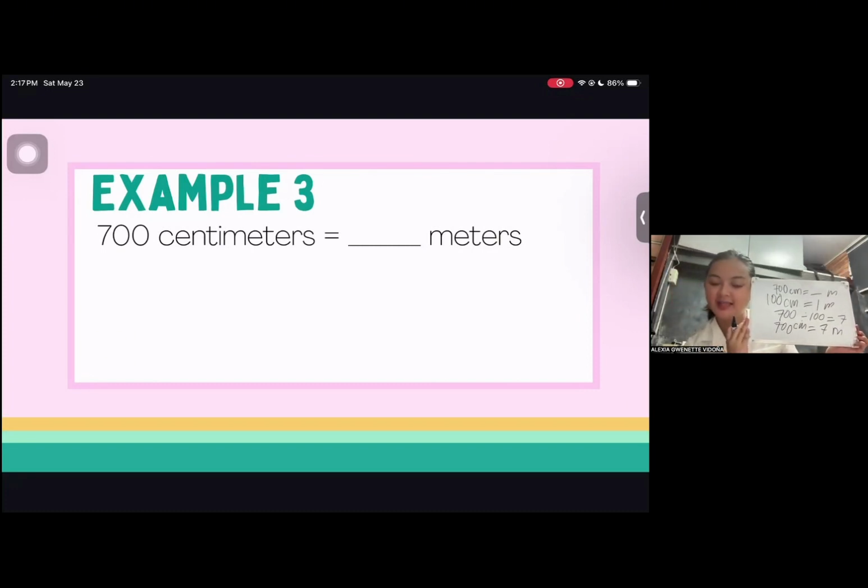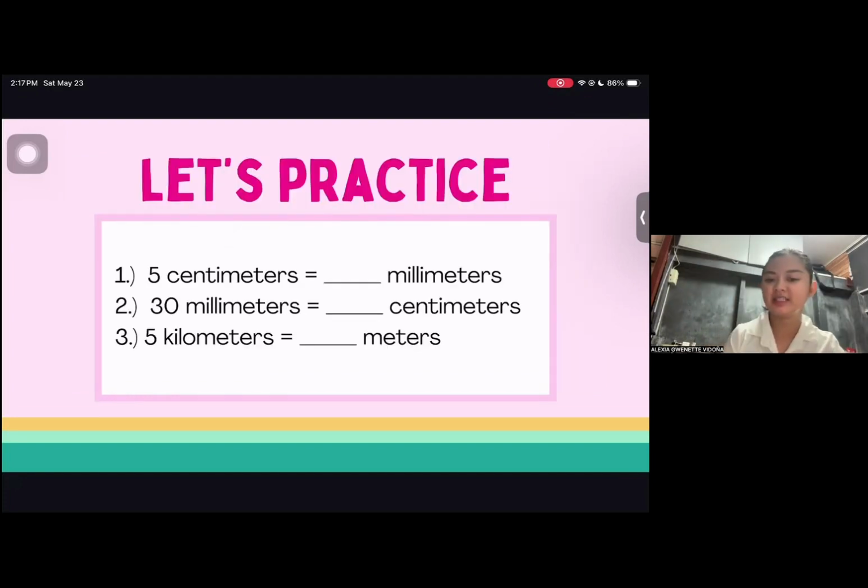Did you get it, class? Do you have question, clarification? Okay, so let's practice. Number one. 5 centimeters equals blank millimeters, sorry. So, 5 centimeters equals how many millimeters?